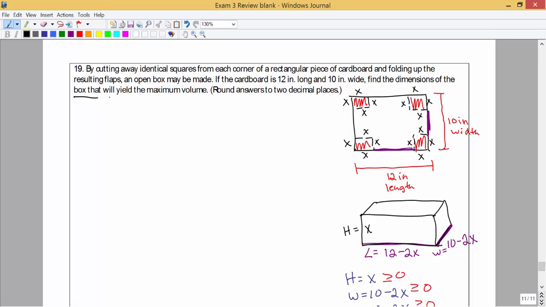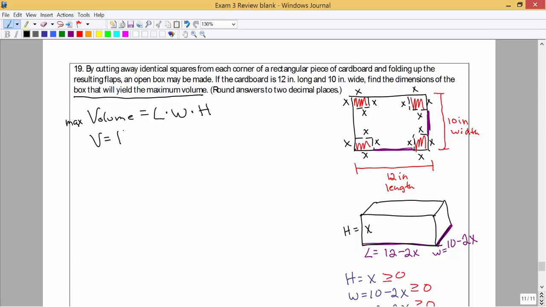We were asked to find the dimensions of the box that will yield the maximum volume. So we want to maximize the volume. And remember that volume is length times width times height, and you can write those in any way that you wish. So we're going to say the volume is equal to the length times the width times the height.